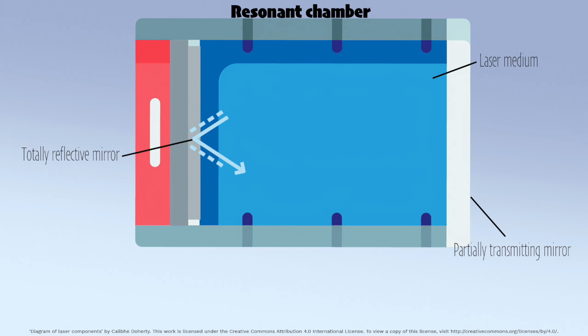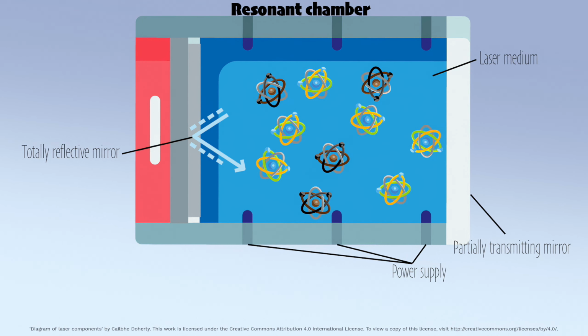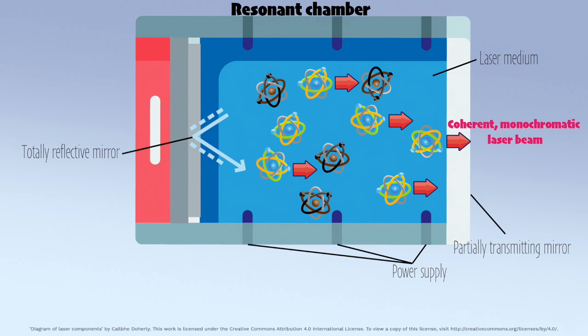When they are in an unexcited state, the electrons of the atoms in the active medium orbit their nucleus at their lowest energy level, or ground state, and these orbits are closer to the nucleus. But when an external energy source is applied to the resonant chamber, this excites the electrons in the active medium and moves them to a higher orbit. As the electrons return from the excited state back to the ground state, they spontaneously emit photons of energy in the form of electromagnetic radiation.